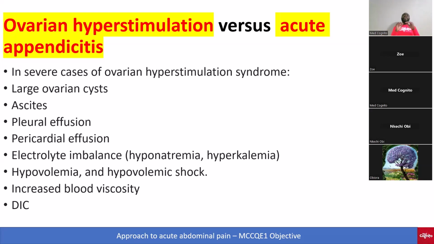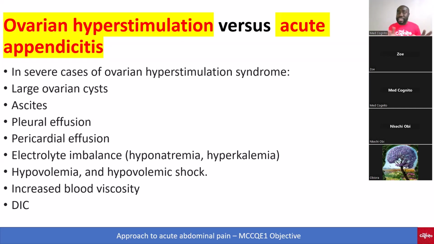Now, what if the ovarian hyperstimulation syndrome is so bad? You realize that if you do ultrasound, you will see large ovaries. You may see ascites. You may even see pleural effusion. So now you start seeing things like pleural effusion, pericardial effusion, abnormalities in the electrolytes, like hyponatremia, like hyperkalemia. So in ovarian hyperstimulation, sodium is low, potassium is high.